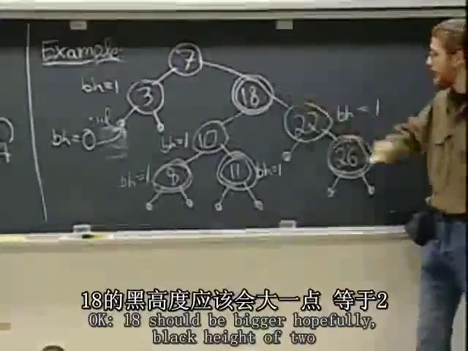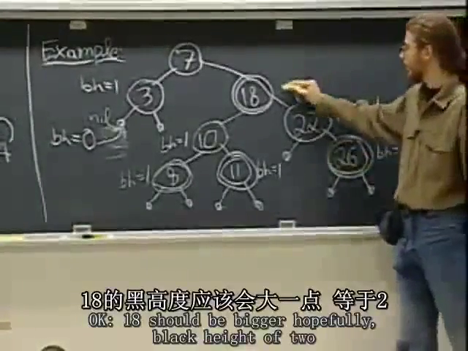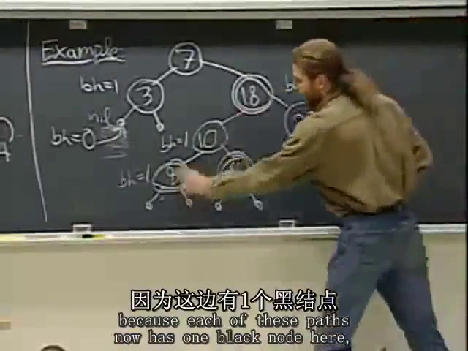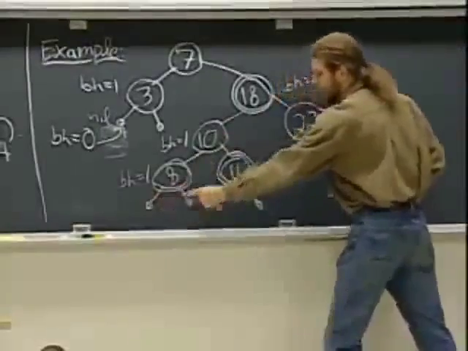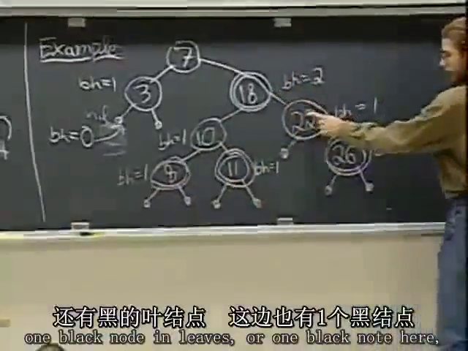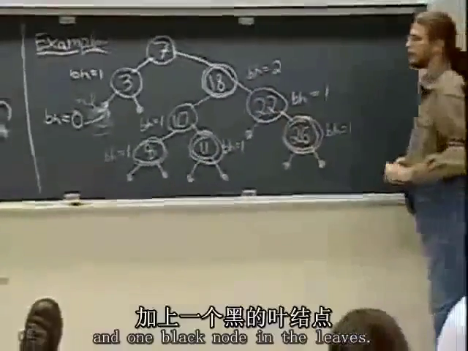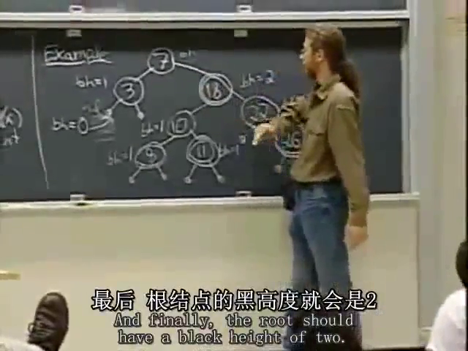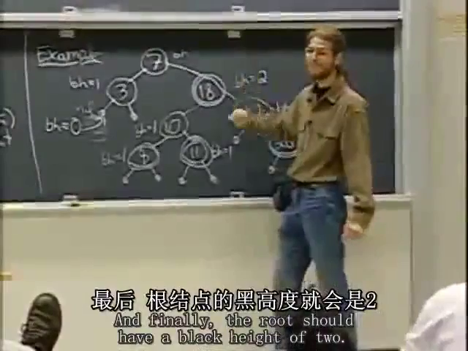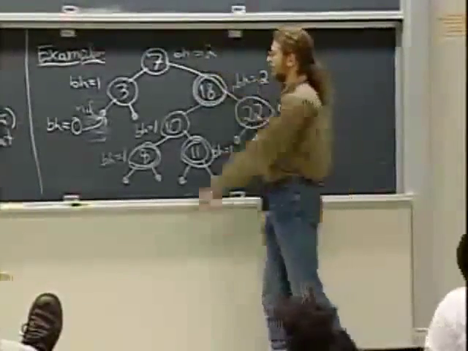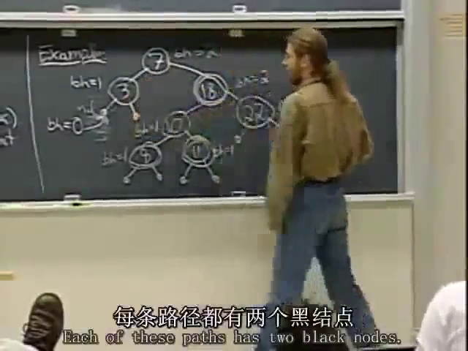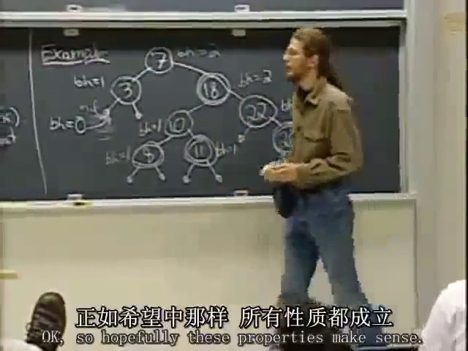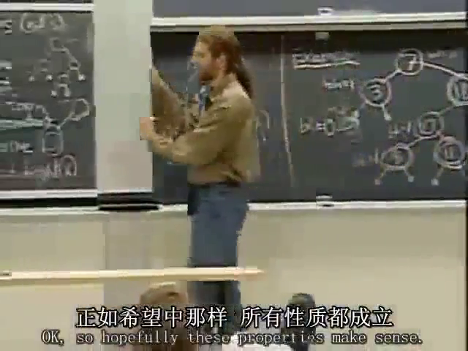Okay, 18 should be bigger, hopefully. Black height of 2. Because each of these paths now has 1 black node here and 1 black node in the leaves. And finally, the root should have black height of 2. Easier to see over here, I guess. Each of these paths has 2 black nodes. Same over here. So hopefully these properties make sense.